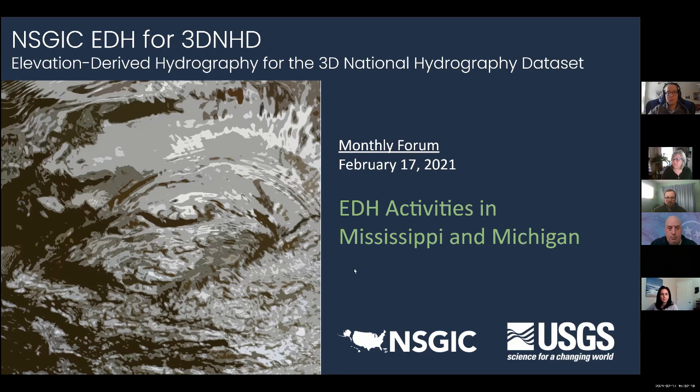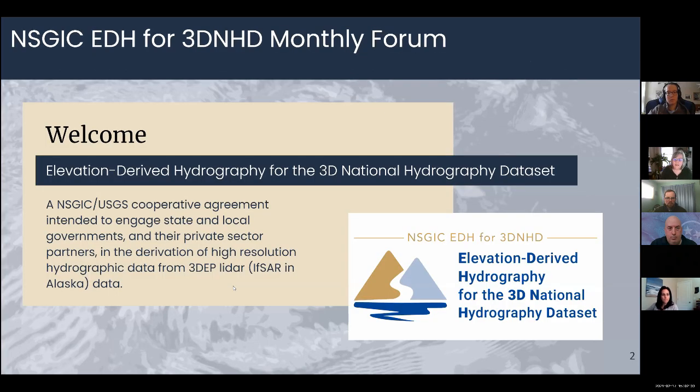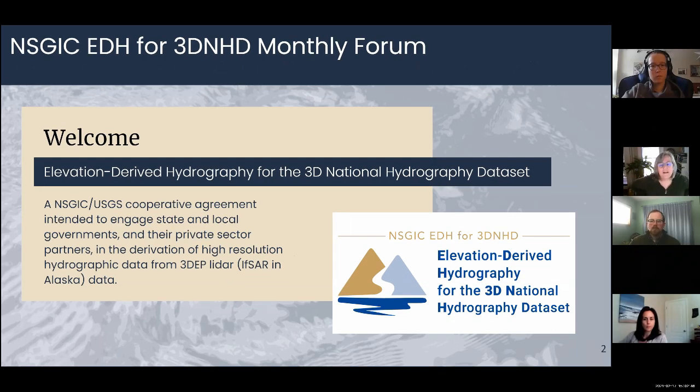So today we're fortunate to have with us several speakers, and they're going to be talking about elevation-derived hydrography activities in both Michigan and in Mississippi. Just quick reference, if you're not aware, the EDH for 3DHP is a NSGIC USGS cooperative agreement, and the purpose is to engage state and local governments and their private sector partners in the derivation of high-resolution hydrography data from 3DEP LiDAR, and of course IFSAR in Alaska.